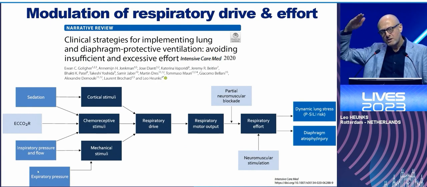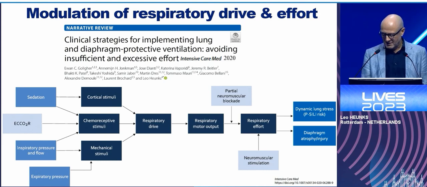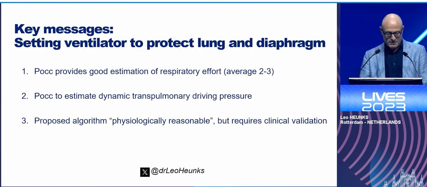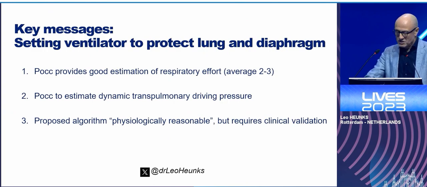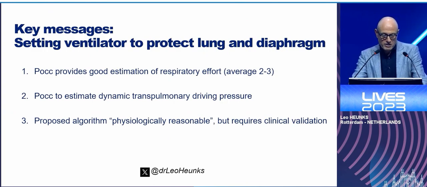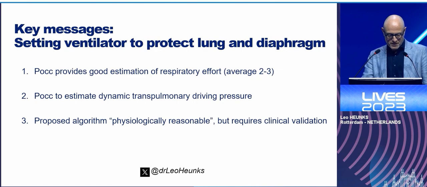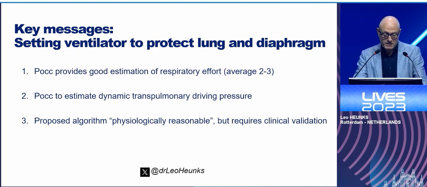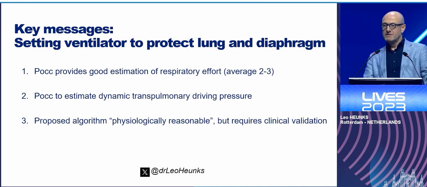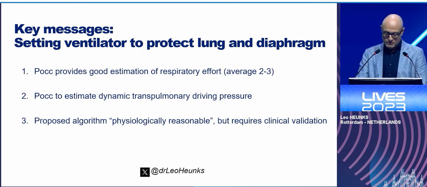Interesting to know that you also can modulate drive and effort by changing your level of PEEP, but I don't have the time for that right now. So my key messages are here. I think POC provides a good or reasonable estimation of respiratory effort, but take the average of 2 or 3 maneuvers. The POC provides an estimation of the dynamic transpulmonary driving pressure by the formula as found by our group and by the group from Toronto. And this proposed algorithm, I think it's reasonable, but it requires further clinical validation.